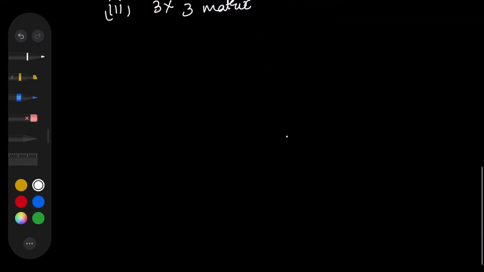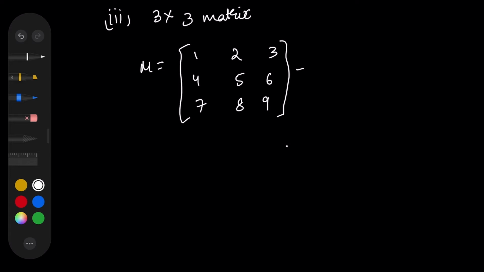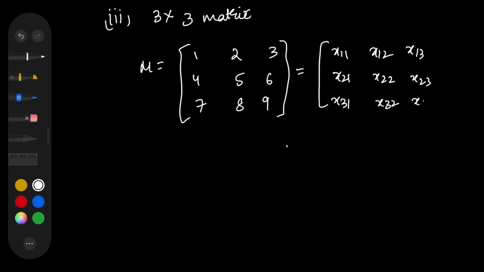Similarly, for a 3 cross 3 matrix, let us take a 3 cross 3 matrix M, and let it have some random elements like 1 2 3 4 5 6 7 8 9. So let us represent the same matrix like this: x11, x12, x13, x21, x22, x23, x31, x32, x33, right?